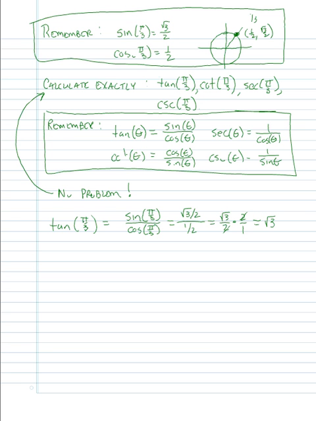So let's just do cotangent. Cotangent of pi over 3. Well, what we have to remember is that's the cosine of pi over 3 divided by the sine of pi over 3. And since we are remembering that the cosine of pi over 3 is 1/2, and that the sine of pi over 3 is the square root of 3 over 2, then we have a mode of calculating.